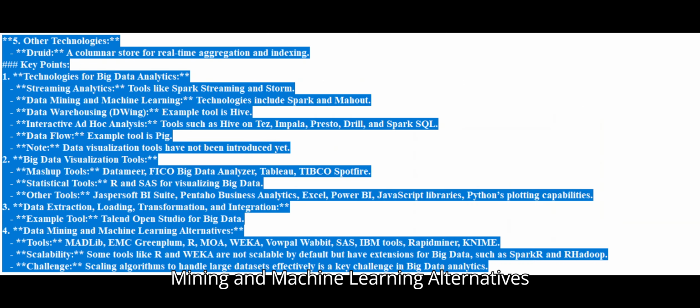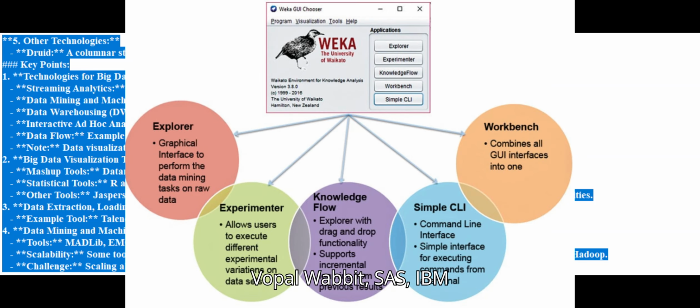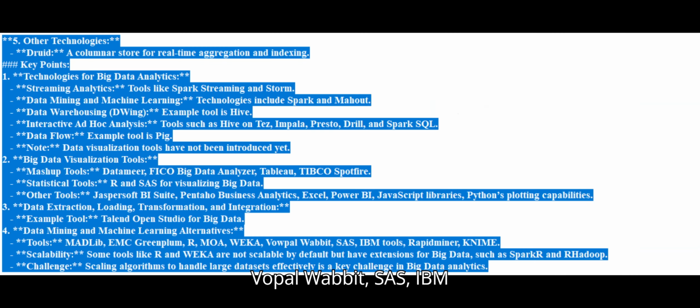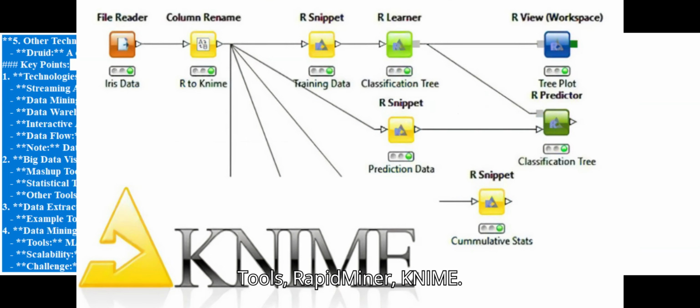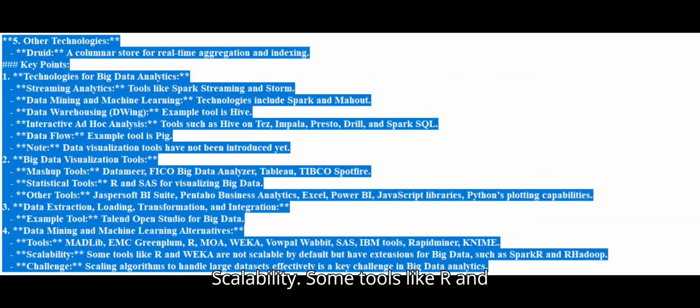4. Data mining and machine learning alternatives. Tools, MADlib, EMC Greenplum, R, Mahout, Weka, Vowpal Wabbit, SAS, IBM tools, RapidMiner, KNIME. Scalability. Some tools like R and Weka are not scalable by default but have extensions for big data, such as SparkR and RHadoop. Challenge. Scaling algorithms to handle large datasets effectively is a key challenge in big data analytics.